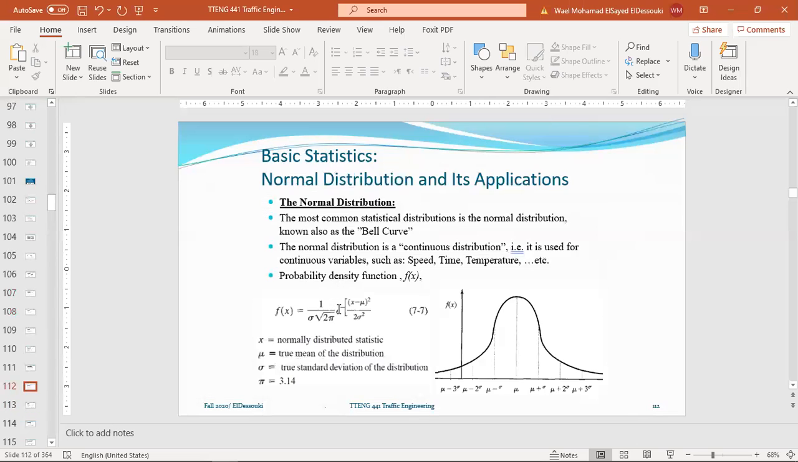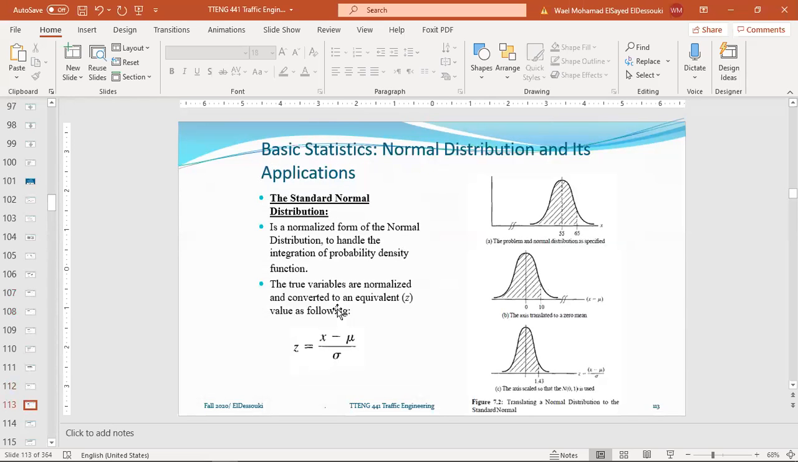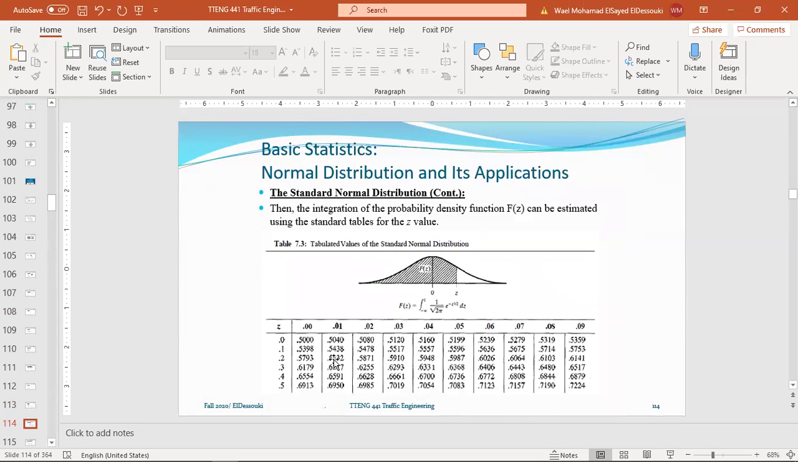Basically, the standard normal distribution is standardized around 0, or around the mean. The reference here is Z, which equals X minus mu, that's the true mean, divided by the standard deviation. These are the standard normal distribution, and we get from this the probability for any Z.